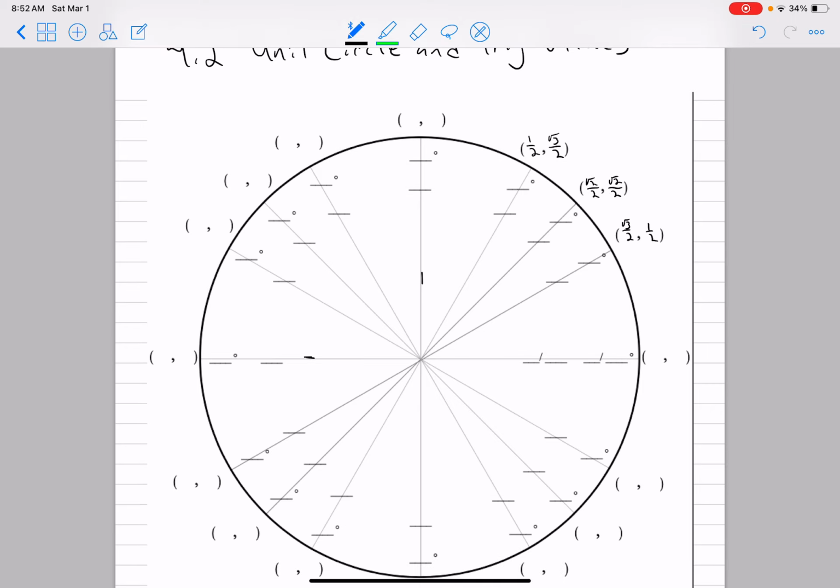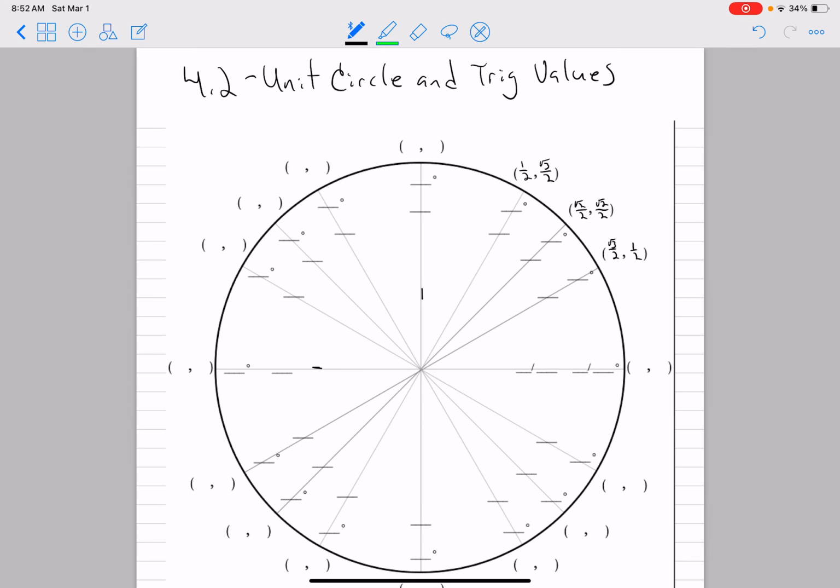What the people want is for you to write this down and just draw yourself, what's this thing called? A unit circle. All right, I labeled the first part of it for you. Go ahead and draw a unit circle. So you'll draw the circle.